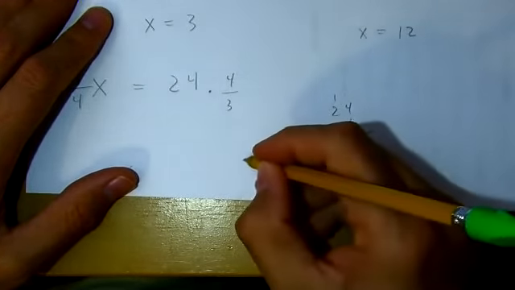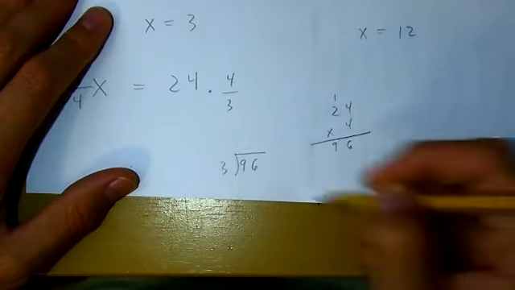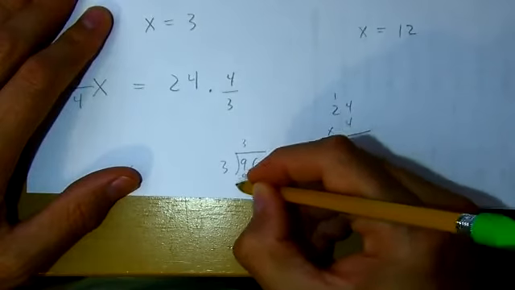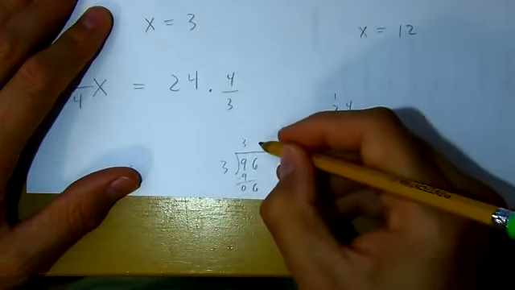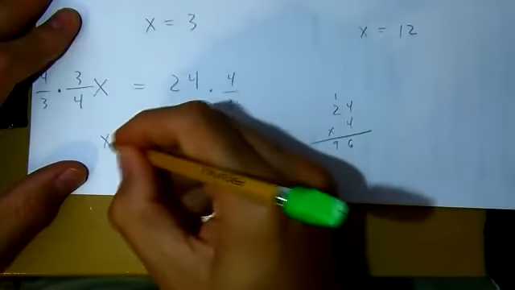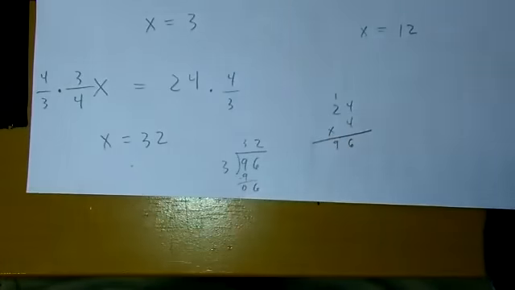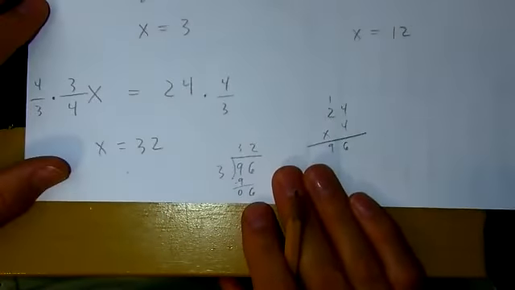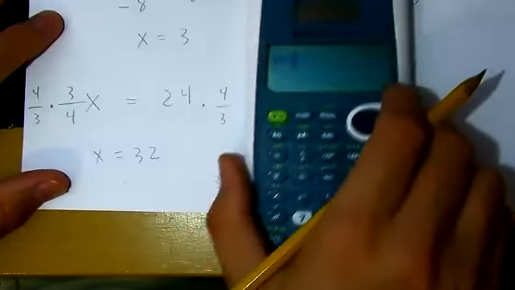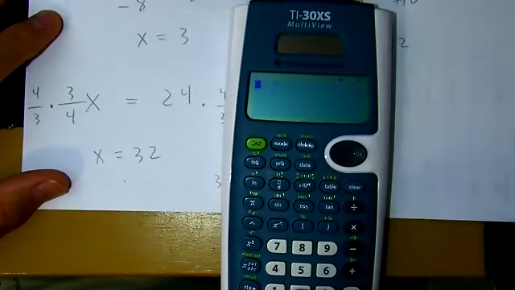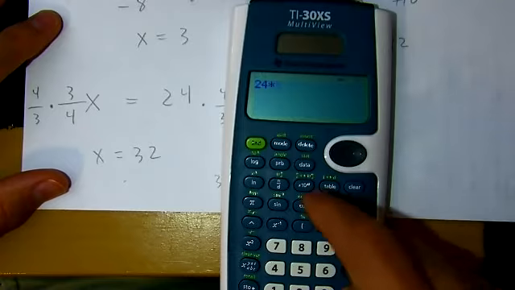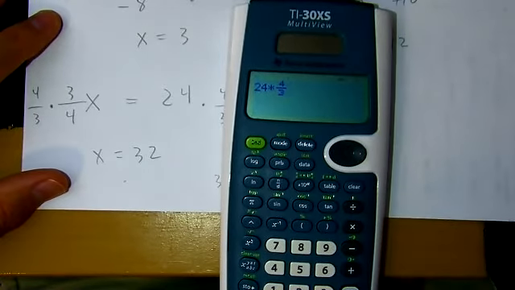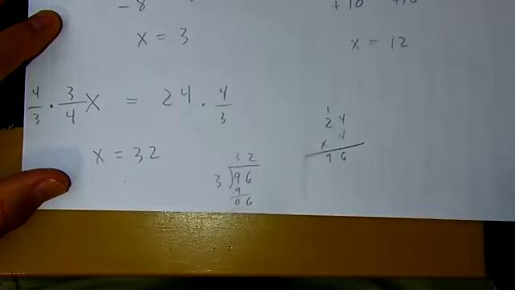Then you can take 96 and divide by 3. 3 goes into 9 3 times, and it goes into 6 2 times. So your answer is going to be 32. Now that's just for you to practice at home. Like I said on the test, you're going to have this calculator. So it's going to look like this. 24 times fraction 4 down 3. Enter. We got the right answer.